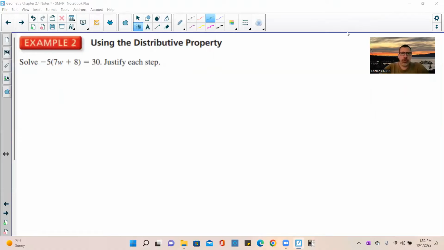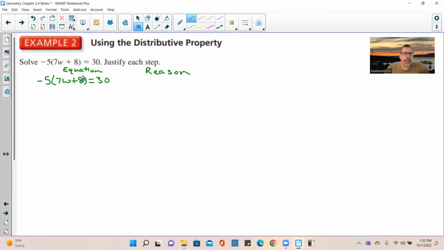Okay, so here's example 2 using the distributive property. So step 1, always rewrite the problem. -5 times the quantity 7w plus 8 equals 30. So this is our equation. We are going to eventually just call this a statement when we do this. And I'm not going to write the reason, like the book shows what is actually happening, the explanation. I'm just going to explain it verbally. And we're going to just do the reason over on this side.